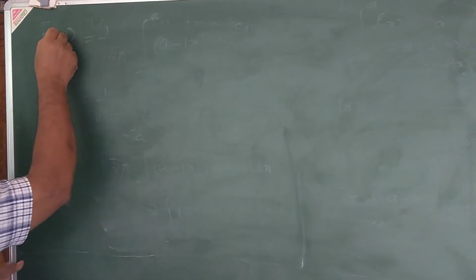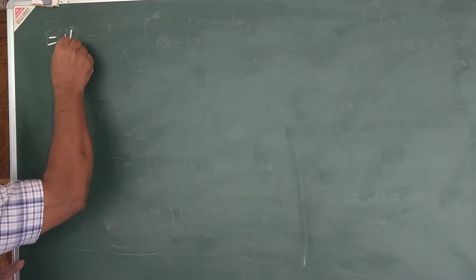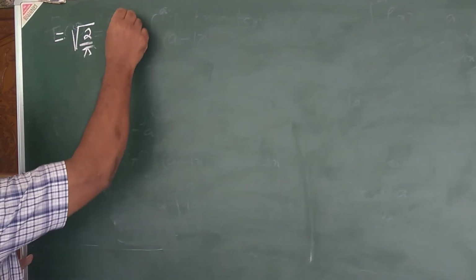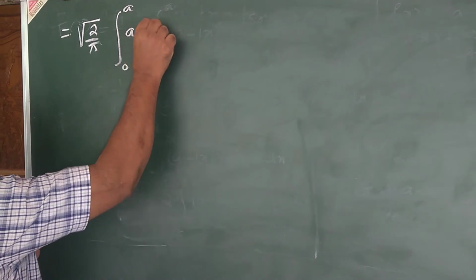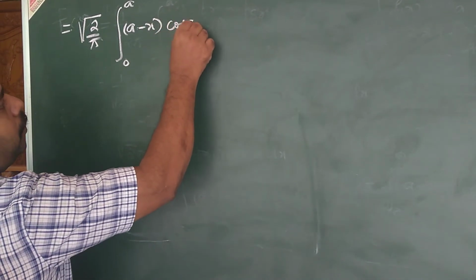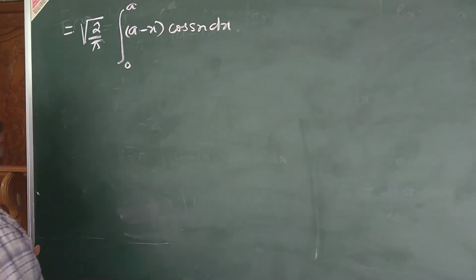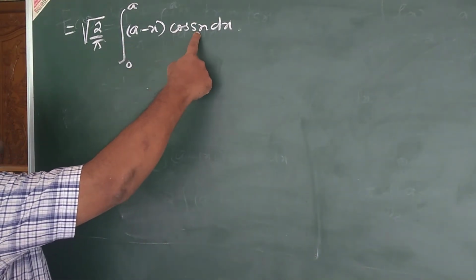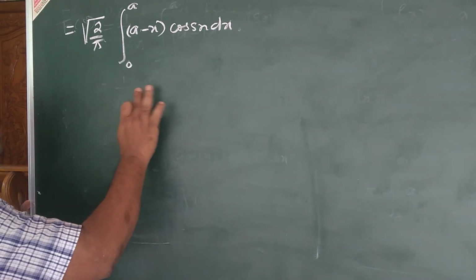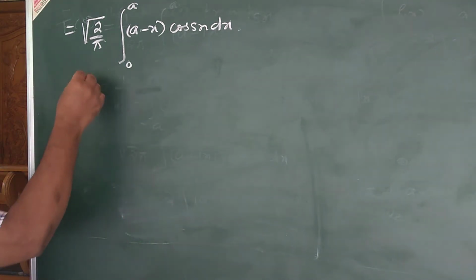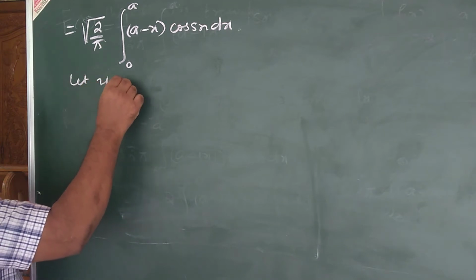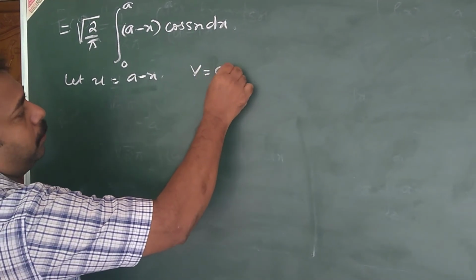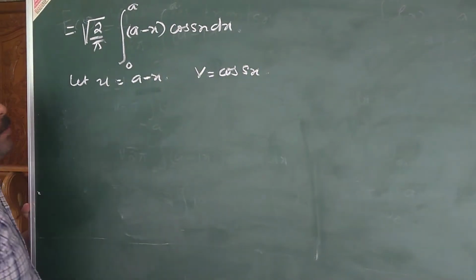Is equal to root of 2 by pi integral 0 to a of (a minus x) cos sx dx. So this is an algebraic function, and this is a trigonometric function, so we can use the product rule, where u is equal to a minus x and v is equal to cos sx.